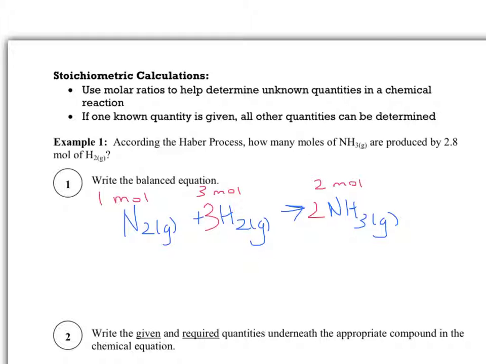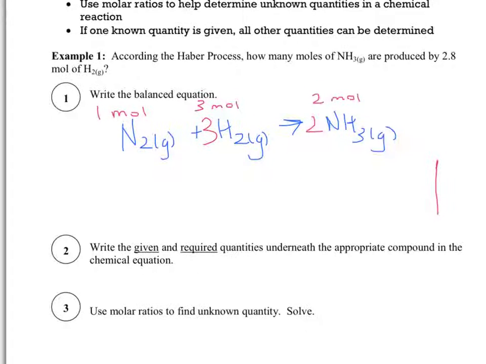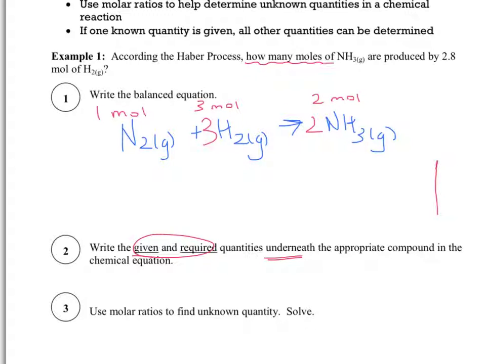Okay? So now when we take a look at step 2, we will notice that it says to write the given and required quantities underneath the appropriate compound in the chemical equation. So when we take a look at the example, it's asking us how many moles of NH3 are produced when we have 2.8 moles of H2 gas. So I'm going to write down that I have 2.8 moles of H2 gas underneath H2 gas, and I want to find the number of moles of NH3.